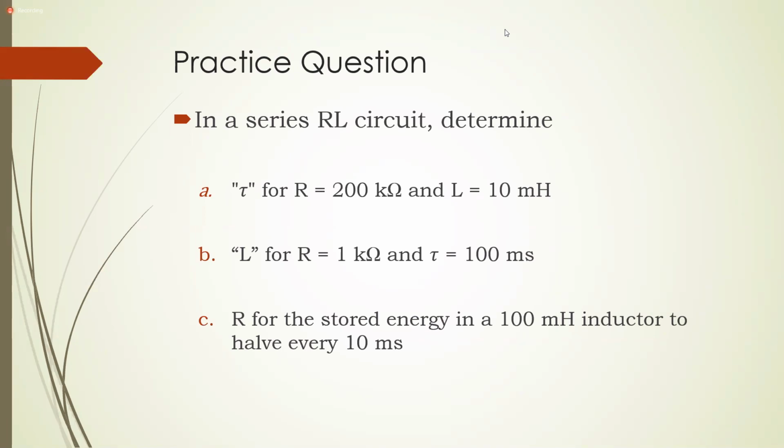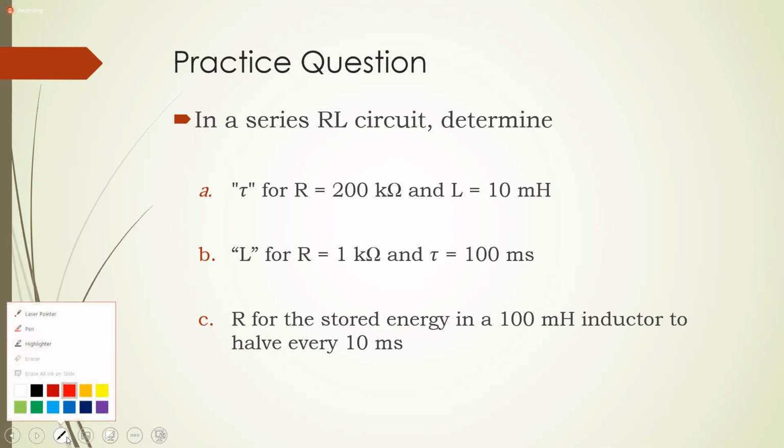All right, so let me start with Mr. Clark. Marcel? Yes, Chief. All right. R equal 200, L equal 10. I want tau. So that's tau equal to for the RL circuit.